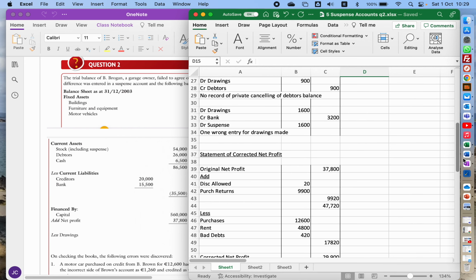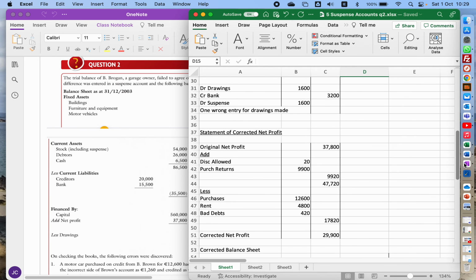So let's move down to the statement itself that I've finished. We start off with the original net profit as given in the question. So 37,800 was given in the balance sheet in the question itself. And I'm going to add those two entries that I had here. So they're my adds, put them together, add them on to my net profit.